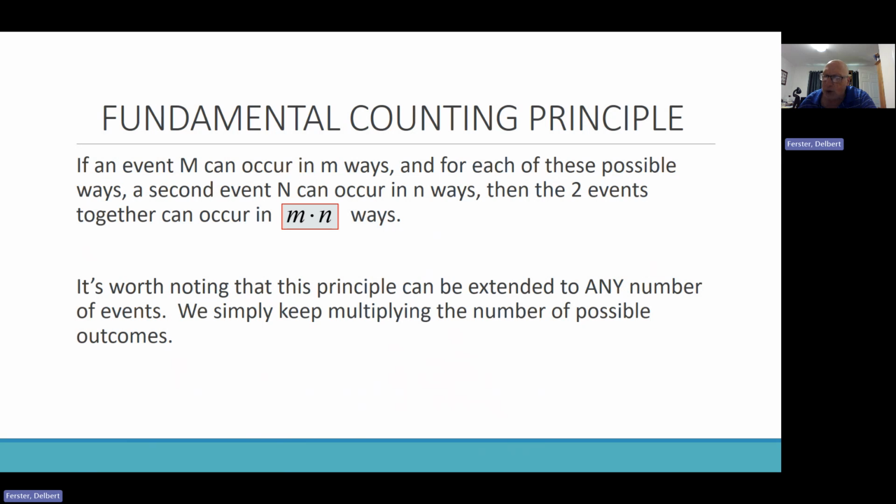Your author describes only two things, so he calls one event M and the other event N. This can be extended for any number of possible events, and you would simply continue multiplying. That's kind of what we saw in our last example. So if you do one of them M ways and another one N ways, the two together can be accomplished in the product, M times N ways.